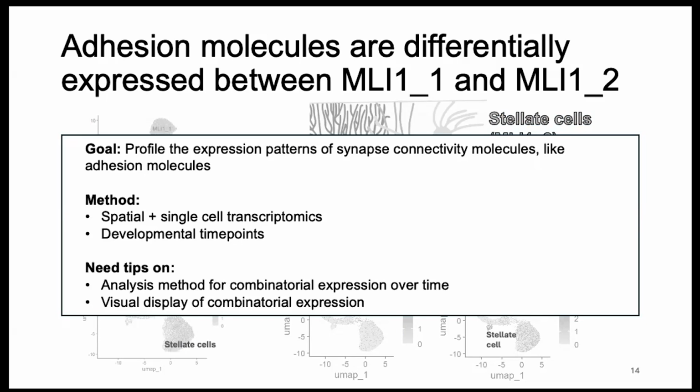And so I'm open to tips on how to, one, analyze this and how to display it. Because the challenge is that these cell adhesion molecules are not going to be expressed in isolation. It's likely that they'll be combinatorial. Like one neuron might have 5 of these specific to it, and the other might have 10. And we also want to see how this changes over time. So I'm open to hearing tips on that.